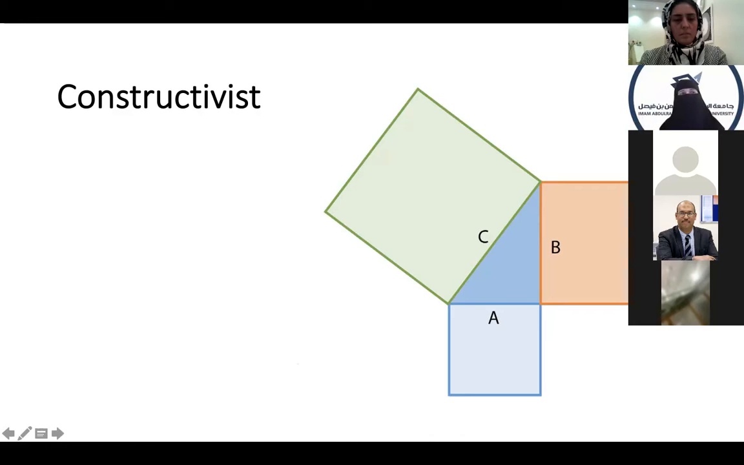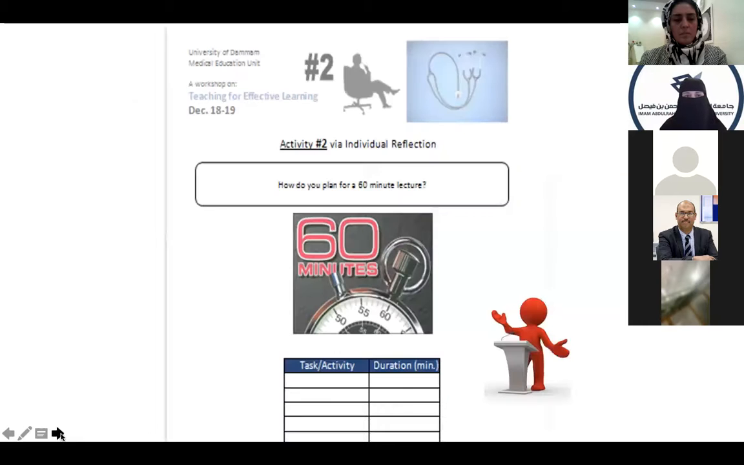So there was no instruction given. It was the learners who discovered the Pythagorean theorem. And it was an interesting way that made them really apply the theories of learning in instructional design.